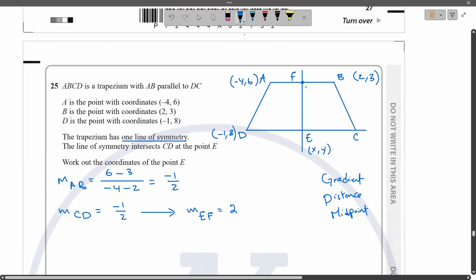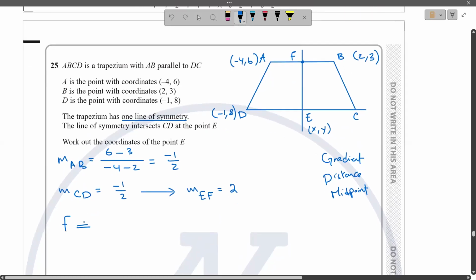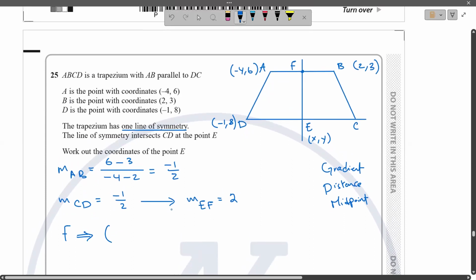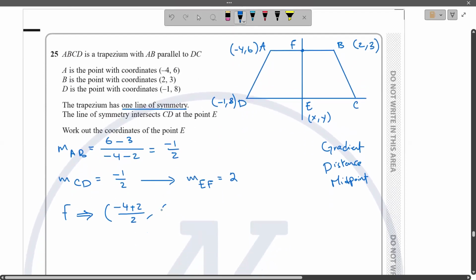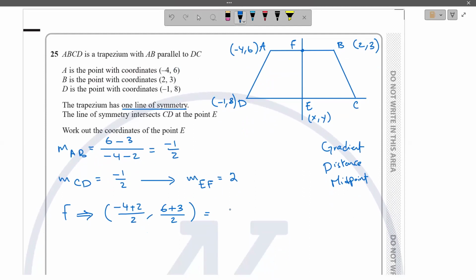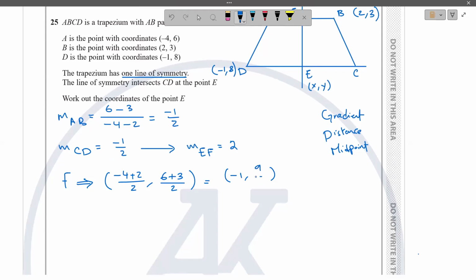Now I can write two equations, but first I need to get the coordinate of F. The coordinate of F as midpoint is the average of x's and the average of y's, or x1 plus x2 over 2 and y1 plus y2 over 2. So it's -4 plus 2 over 2 and 6 plus 3 over 2, which is equal to -1 and 4.5. Okay, we can write it as fraction 9 over 2.